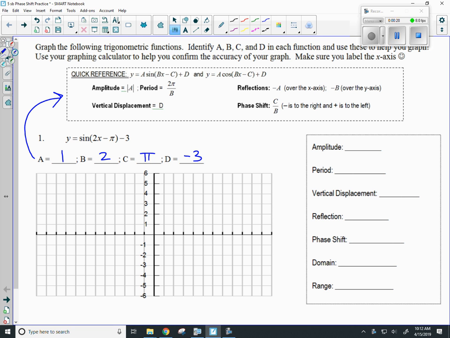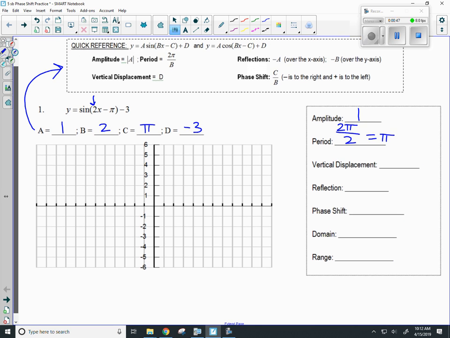So your amplitude is just A, so our amplitude is 1. Period, you're going to take 2 pi and divide it by the b value, or in other words, the number that's in front of x. So the period of this graph is just going to be pi. What I like to do when you figure out the period is go ahead and label the 4th tick mark on your graph pi. And I'm going to go back and put -pi on the left.